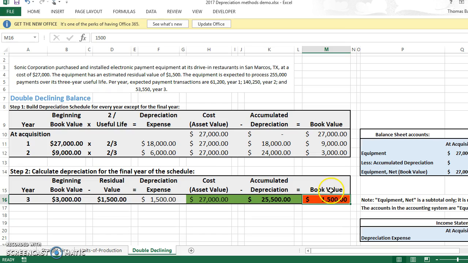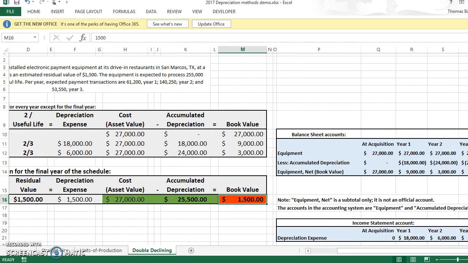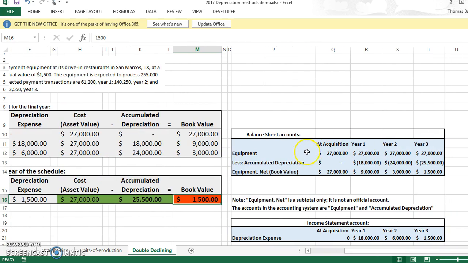equaling my residual value. All right, so then let's just take a quick look at the balance sheet and the income statement. You can see, just like in the other problems, your equipment is going to be the cost as you go through the years, and you can see the accumulated depreciation increasing over time, which basically follows right here in your chart. Here's $18,000 after year 1, $24,000 after year 2, and $25,500 at the end of year 3. And you see the book value is the difference between the cost and the accumulated. Okay, and then here's the depreciation expense for each year.